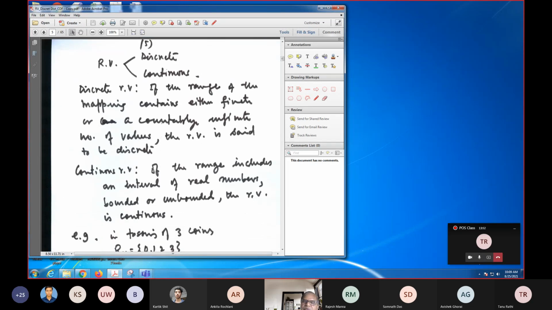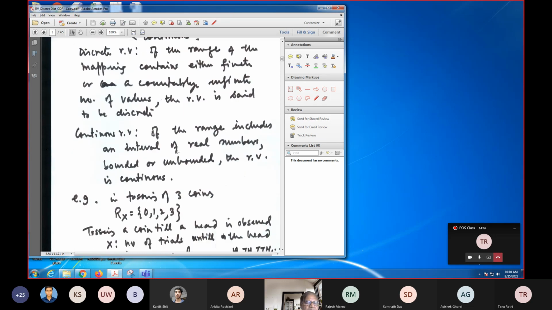Now the random variable we can classify as a discrete random variable or a continuous random variable. A discrete random variable means the values it takes are countable. For example, when you toss a coin 3 times, the number of heads you can count: 0, 1, 2, 3. These are the values in the range space. If the range of the mapping contains either a finite or countably infinite number of values, then this random variable is called a discrete random variable. And if the range includes an interval of real numbers, bounded or unbounded, the random variable is called a continuous random variable.